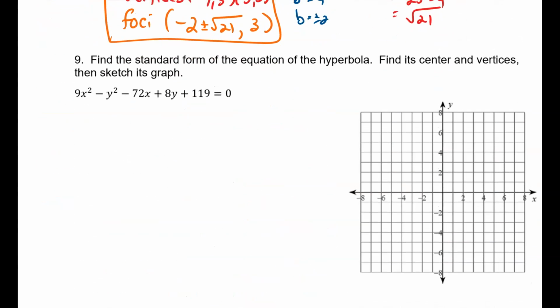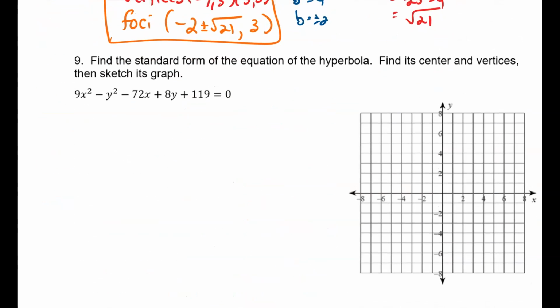Last one, my friends. Yay! We're going to work with the hyperbola. The hyperbola is going to feel like an ellipse, except you have a subtraction sign. So that's where things really change. And the reason why I know it's a hyperbola is if you look here, I have two squared terms.